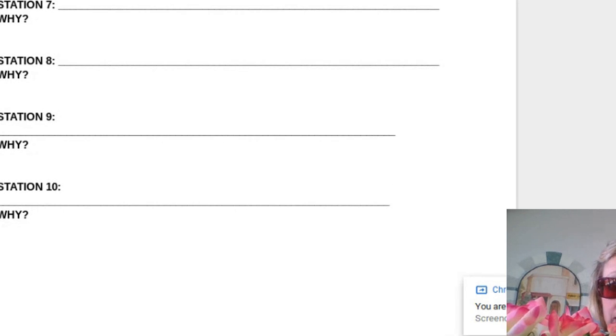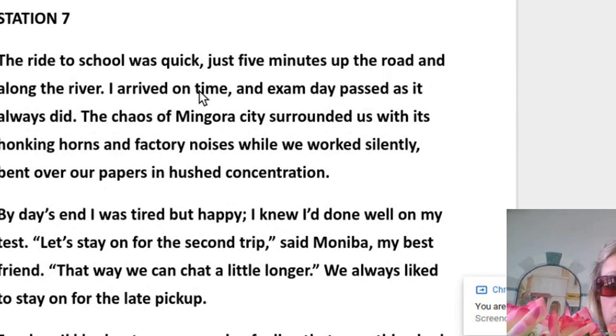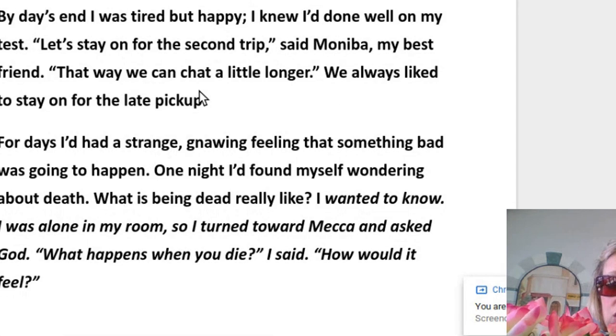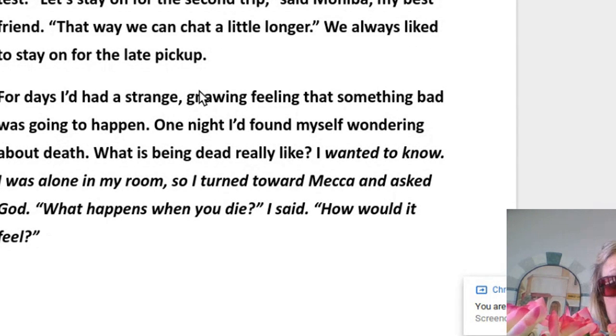Station number 7, my friends, looks a little like this. The ride to school was quick, just 5 minutes up the road. By the day's end, I was tired and happy. For days, I'd had a strange... Okay, so clearly someone is talking about themselves, right? Now, this one I'm a little puzzled by. It uses direct quotes, so it's quoting what someone said. It has a character talking about him or herself, and it seems to be based upon reality. So I'm going to go ahead and decide that this is literary nonfiction. Maybe it's a fictional story, but from just this selection, it meets the characteristics based upon facts, as we can tell. A first person telling about themselves, their thoughts or feelings, sounds like an autobiography to me.